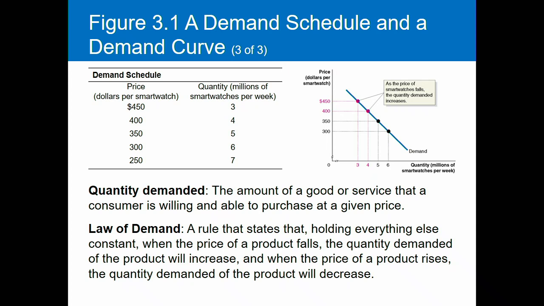The law of demand, basically what we've been saying, states that holding everything else constant, so ceteris paribus, when the price of a product falls, the quantity demanded of a product will increase. And when the price of a product rises, the quantity demanded of the product will decrease. So it's that inverse relationship between price and quantity. You guys have any questions about how the law of demand works? All right, good.